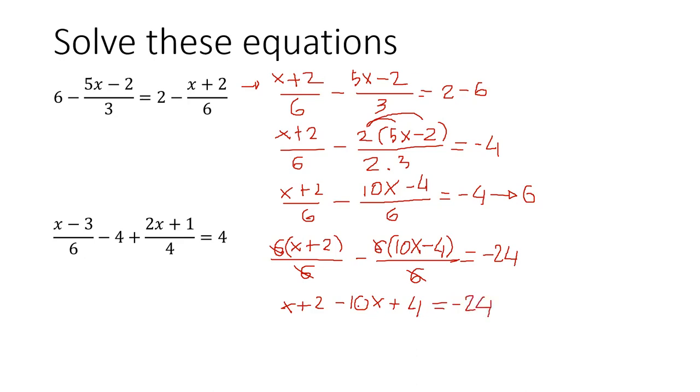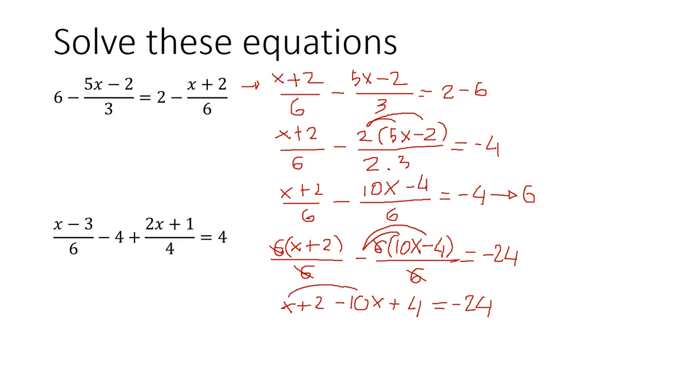But maybe some students will ask me, sir, why plus 4? This one is minus 4. Plus 4 because negative 1 times negative 4 equals plus 4. Such as this one, plus 10x. Why does it become negative 10x? Because negative 1 times positive 10x. Okay, clear? All right, let's continue.